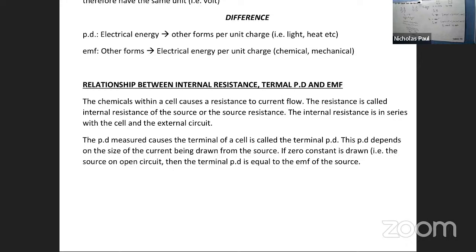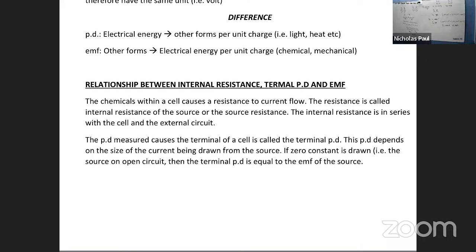The PD measured across the terminal of the cell is called terminal PD, right? This PD depends on the size of the current being drawn from the source. If zero current is drawn, that is the source is open, then the terminal PD is the EMF.